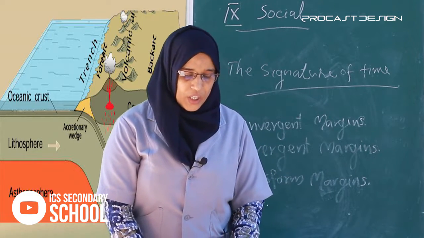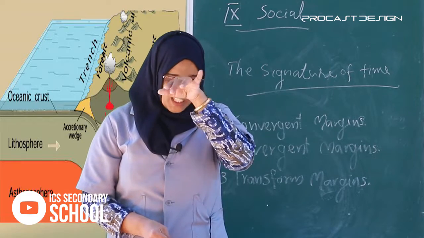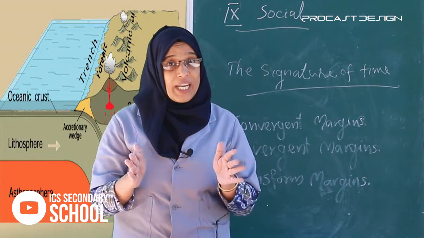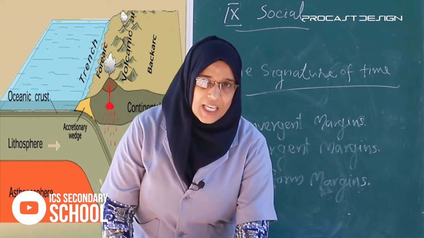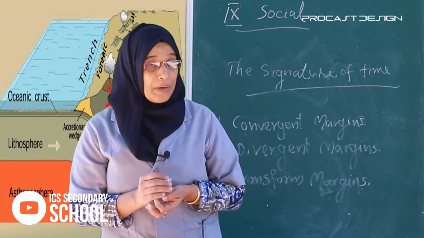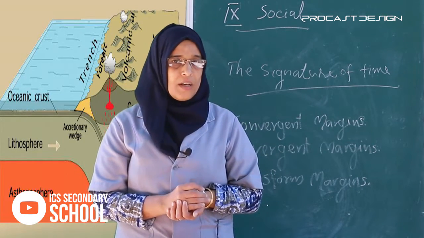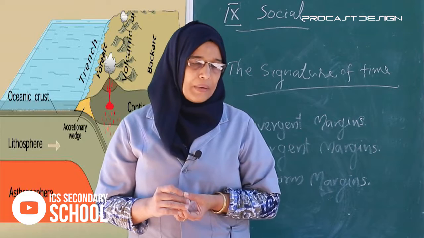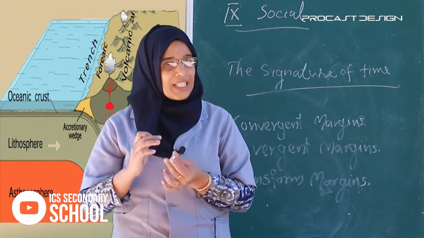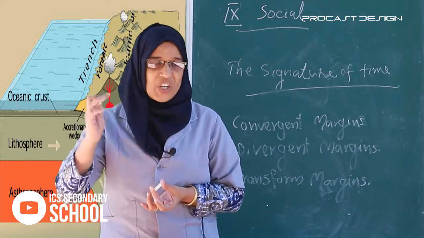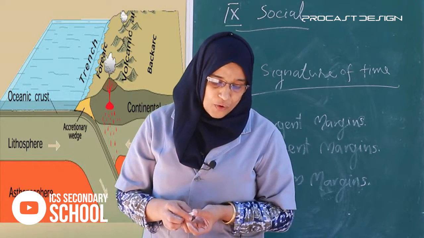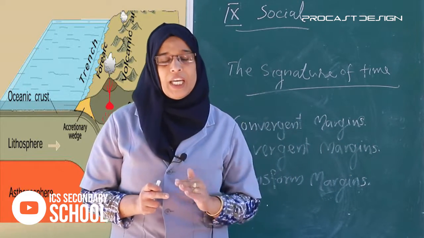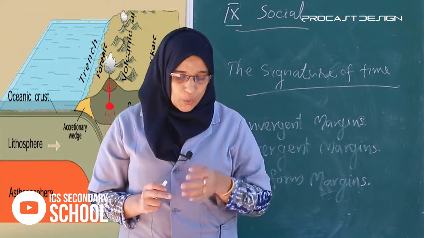First one, convergent margin. At a convergent margin, plates move toward each other. Fold mountains are formed along the convergent margins. For example, the Himalaya is a fold mountain range formed between the Indian plate and the Eurasian plate.